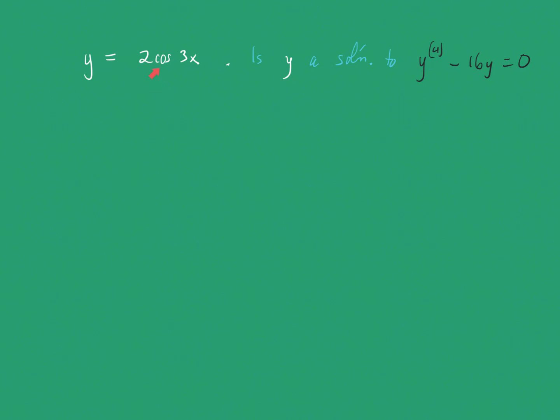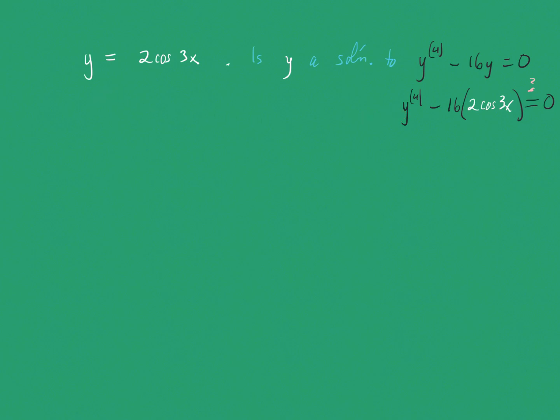This problem is asking if y equals 2 cosine of 3x is a solution to this differential equation. The way we'll find that out is we'll find the fourth derivative of y and substitute that in for the first term, and then next to 16 we'll multiply by 2 cosine of 3x because that's equal to y. And we'll see if our equation is true.